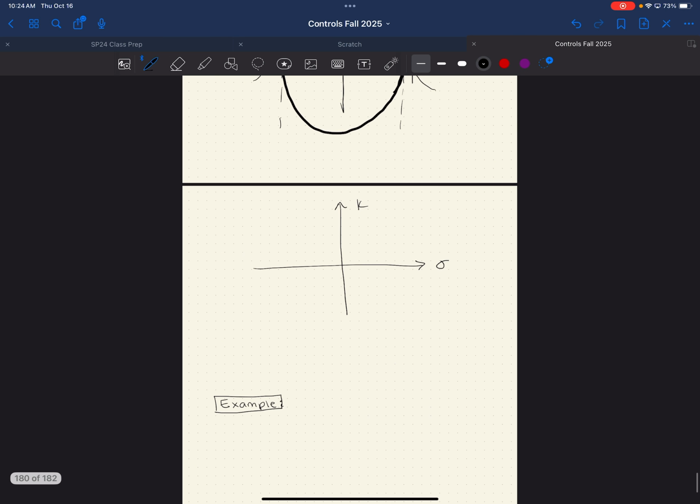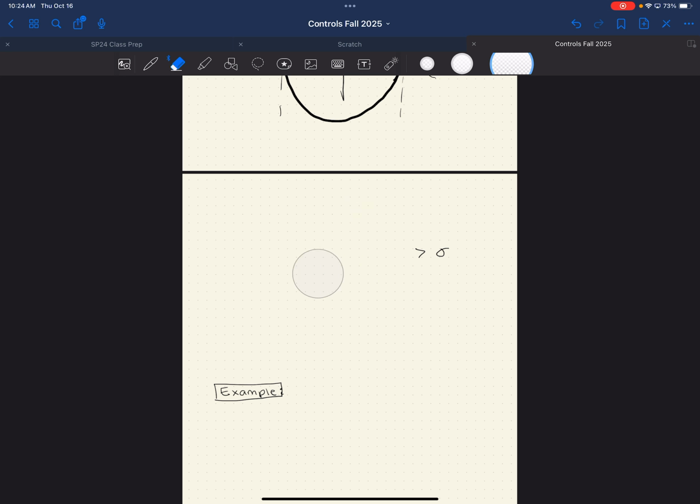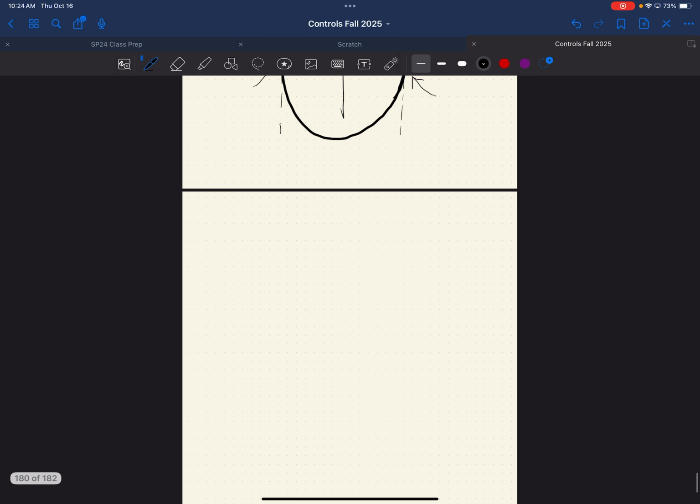Looks like I am ahead on my notes. How do we figure out where along the real axis the breakout points occur?